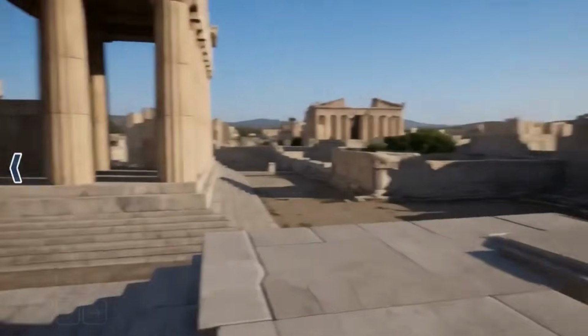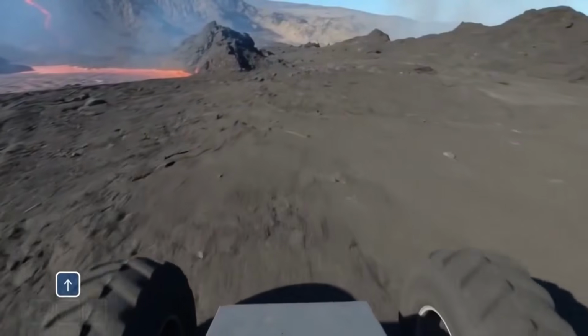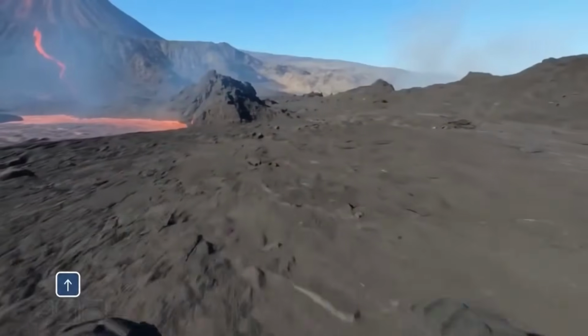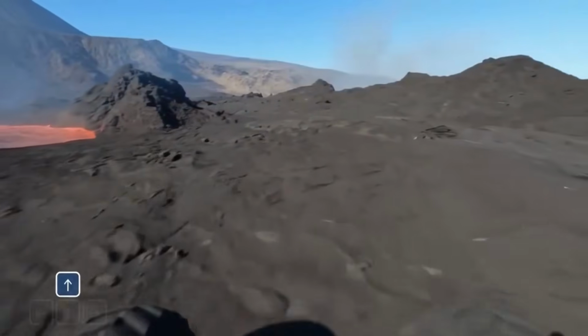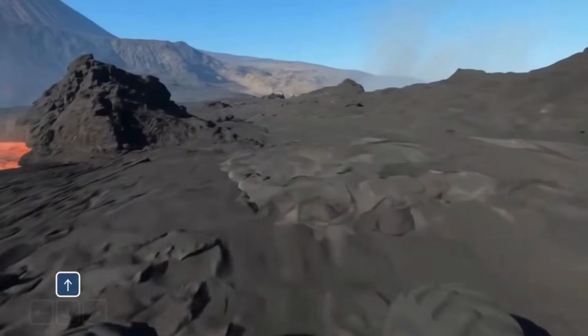The same is the case with this example of a 3D world created by Genie 3. As you can see, the tires of the car actually react to the terrain. The tires move up and down, along with the camera, depending on the uneven terrain of this mountainous region.